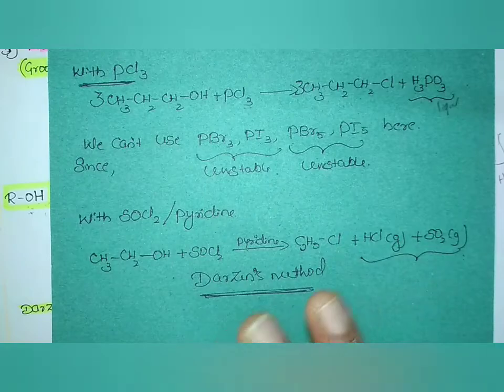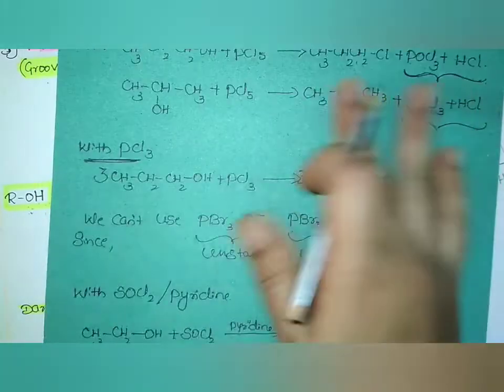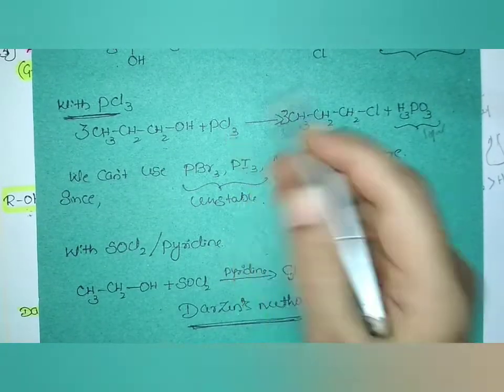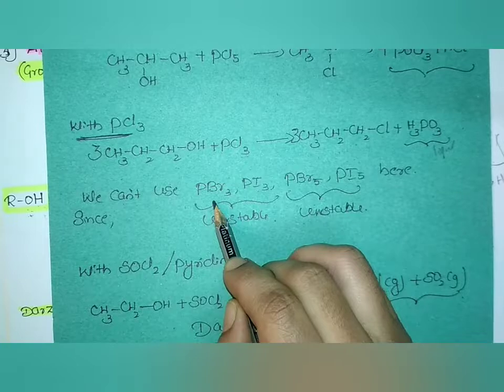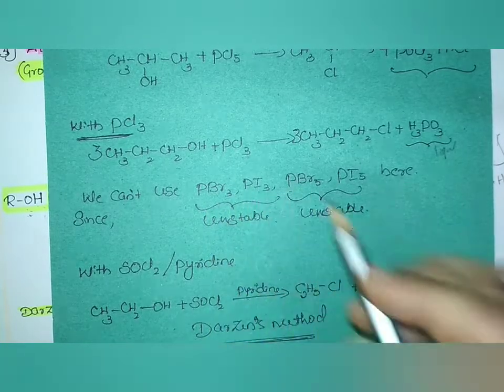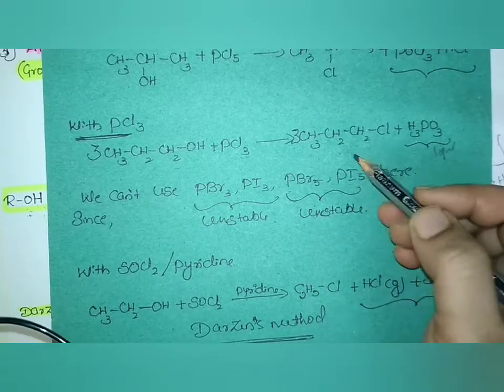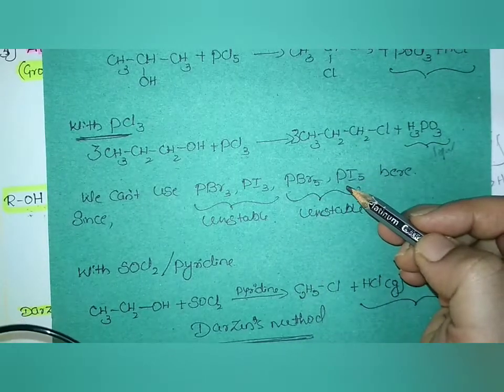Now there comes a question: where we have used PCl5 and PCl3, can't we use PBr3, PI3, phosphorus tribromide, phosphorus triiodide, phosphorus pentabromide as well, phosphorus pentaiodide in this reaction? So the answer is no. Why?